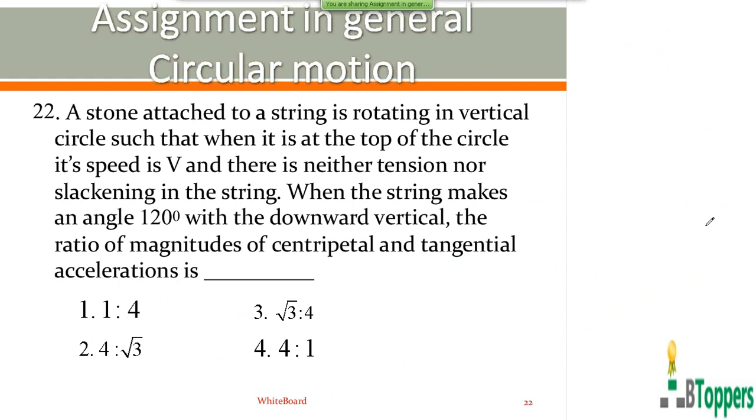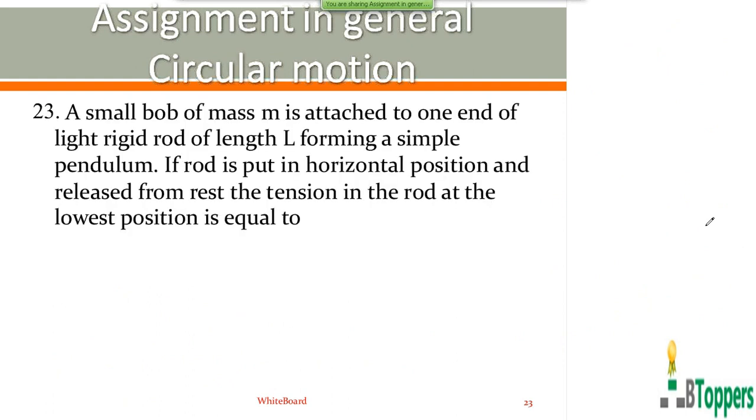Next, I am going to discuss question number 23. See the question number 23 here. A small bob of mass m is attached to one end of a light rigid rod of length L, forming a simple pendulum. The rod is put in the horizontal position and released from rest. The tension in the rod at the lowest position is equal to.